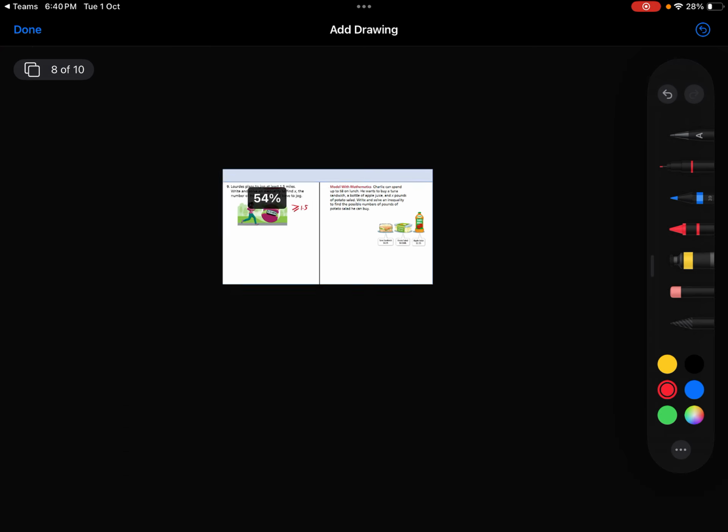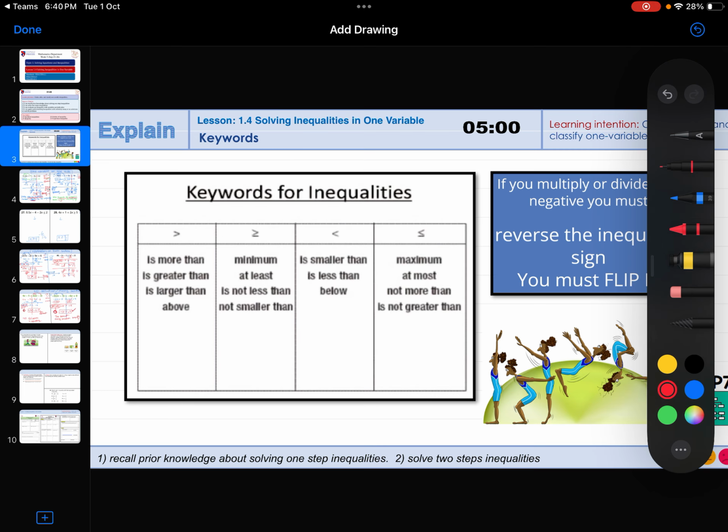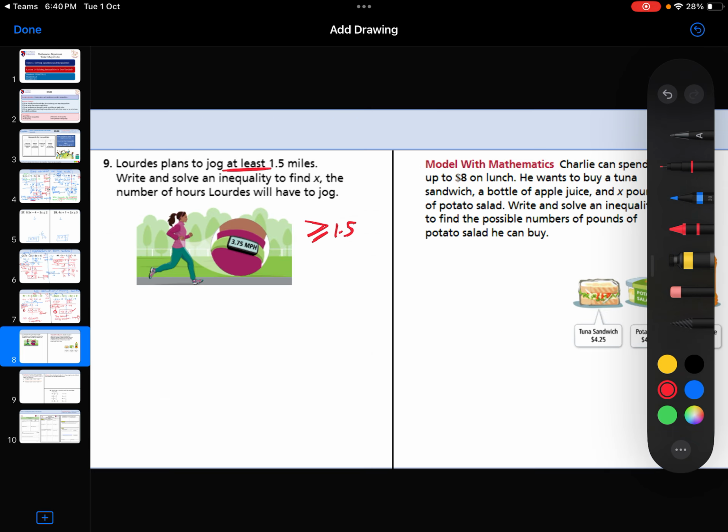Girls, if you want to go back to the keywords, here I listed out all the keywords for you. Can you see? At least means what? More than or equal to. At most, less than or equal to. Maximum, less than or equal to. Minimum, more than or equal to. These keywords are very important. Anyways, so I know that she's going to jog more than or equal to 1.5.